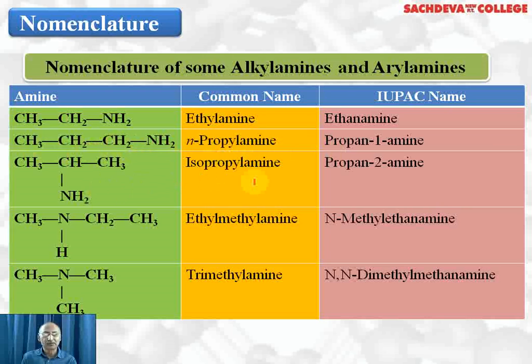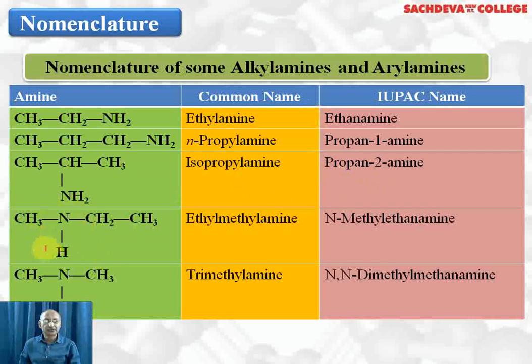Next we have isopropylamine. Now remember, in this compound, no doubt NH2 is attached to a secondary carbon, but still it is a primary amine. Because in secondary amine, the functional group will be different. This is the functional group of secondary amine. So NH2 will always be primary amine, whether it is attached to a primary carbon, secondary carbon, or tertiary carbon. So this compound's common name is isopropylamine. IUPAC name is propane-2-amine. So all three are examples of primary amine.